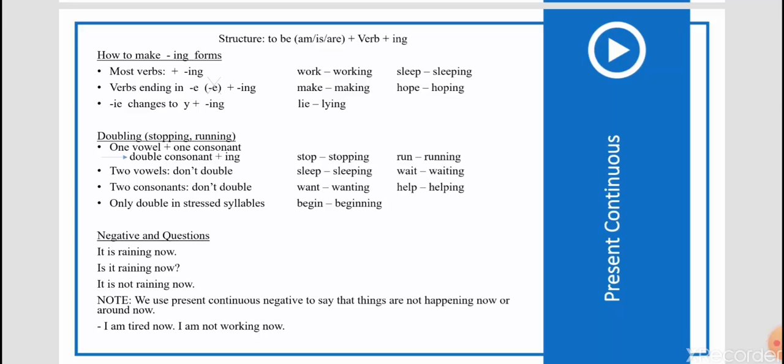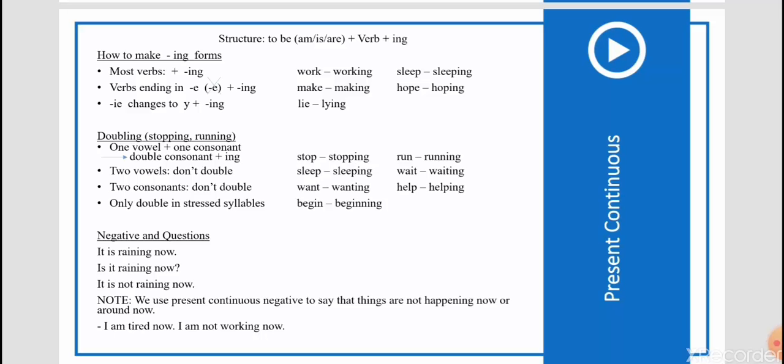Negative and question forms of present continuous. See how it is changed. It is raining now. In the question we put am, is, or are at the beginning of the sentence and we say, is it raining now? Negative form, it is not raining now, or contraction, it isn't raining now.